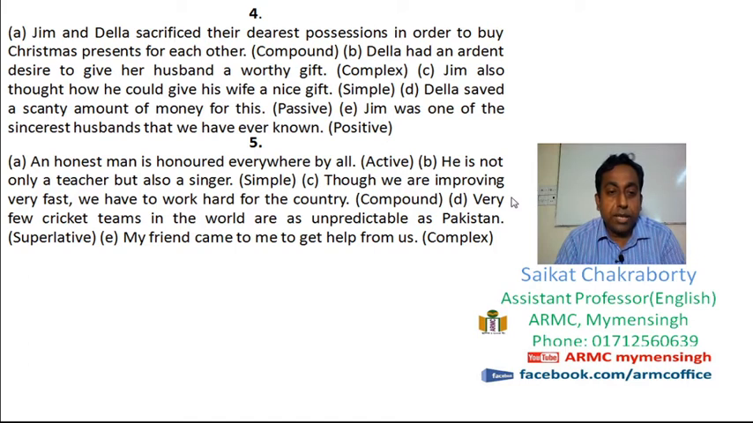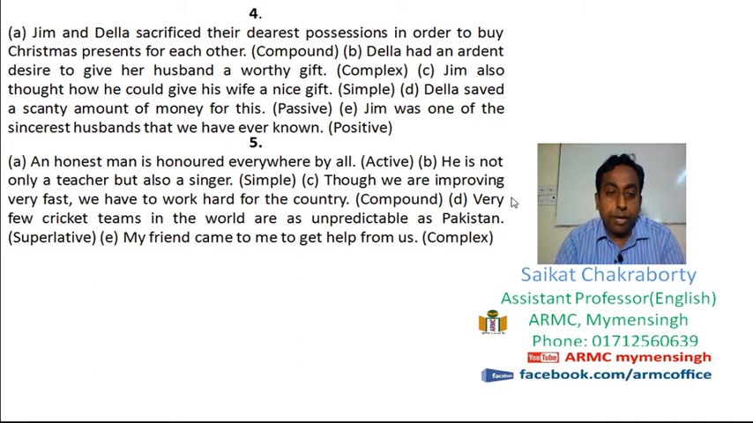He is not only a teacher but also a singer. Simple. Not only but also. If we get not only but also, then we can use both and to make it simple. He is not only a teacher but also a singer. So we can say he is not only a teacher. In place of not only, we will use both. Then the answer is he is both a teacher and a singer.